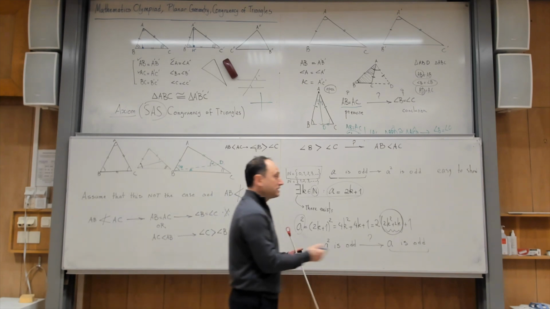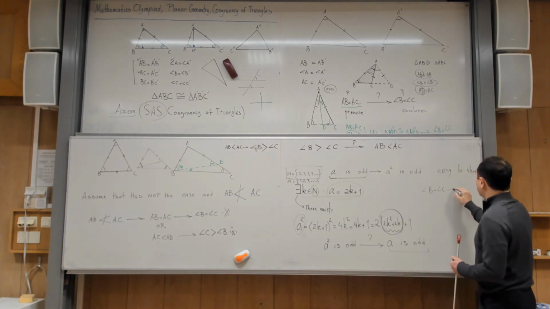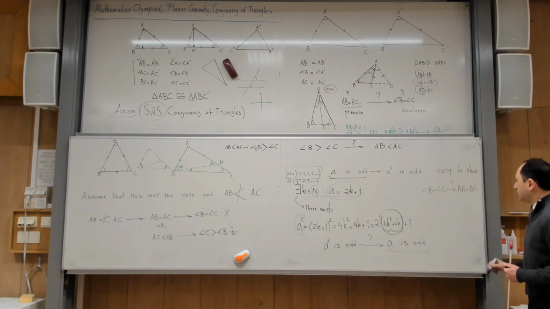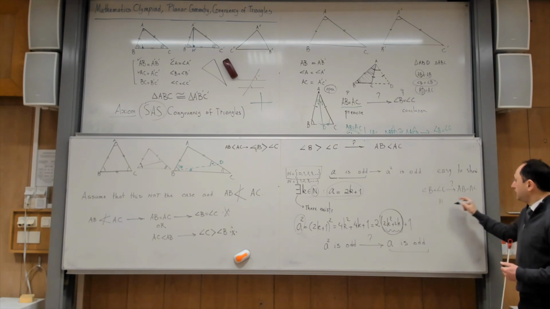Can we? We say that we want to prove that if angle B is equal to angle C, can I conclude that AB is equal to AC? If you want to prove it by contradiction, you say that, okay, let this not be the case. Then there are two options left. Either AB is less than AC, or AC is less than AB.